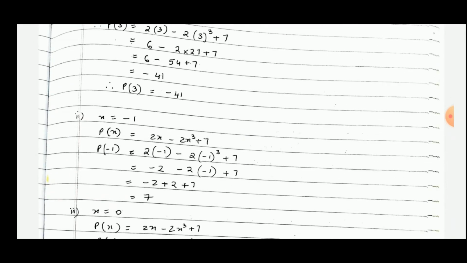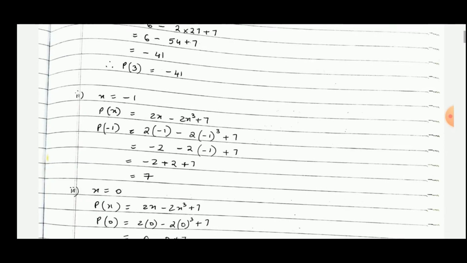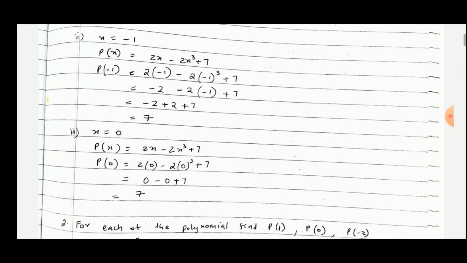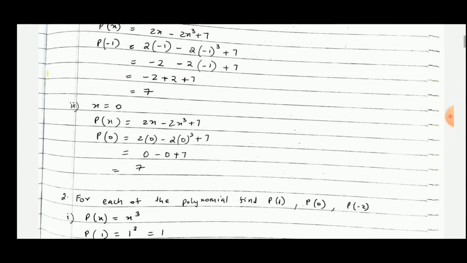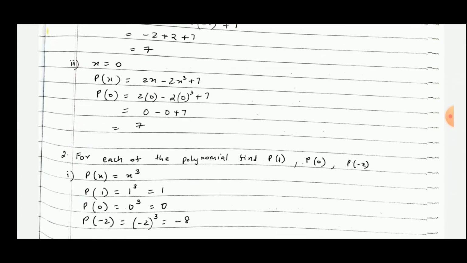Now second one, x is equal to minus 1. So wherever x is there, substitute minus 1, you will get the value of the polynomial. And in the same way you can find out the value of the polynomial at x is equal to 0. Now the second question is, for each of the following polynomials, find out the value of the polynomial p at x is equal to 1, at x is equal to 0 and at x is equal to minus 2.